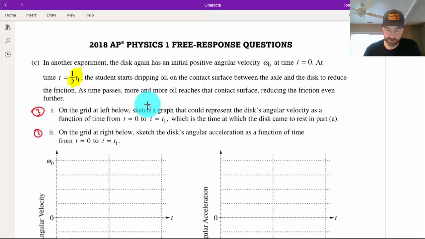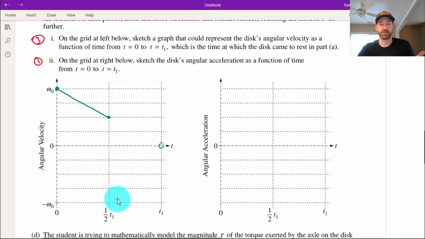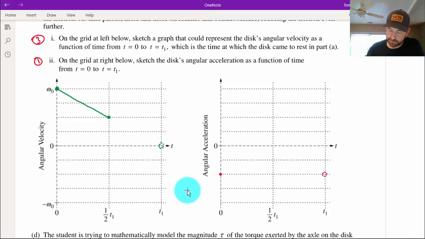So where's my green pen? We started at omega naught. Now originally, I put a little dotted line circle there, that's where we ended up. So at the halfway point, we were there. And so I'm going to draw a line to represent that omega has a nice linear decrease from omega naught to half of that at half t1. Sorry, I didn't have that bottom part of the graph shown. And then for the alpha, I had it drawn like so, and it originally was going all the way over to there, but now I'm just going to go halfway.